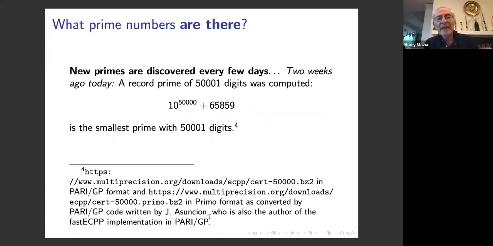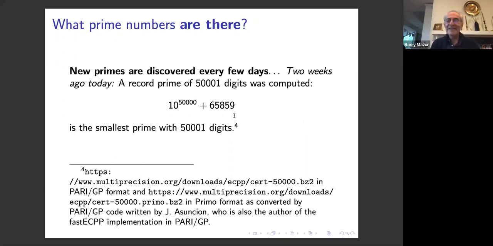Okay, so having asked what are prime numbers, we can now ask what prime numbers are there. And it's quite marvelous that there are new prime numbers discovered every few days. And 2 weeks ago, a record prime of 50,001 digits was computed. There it is.